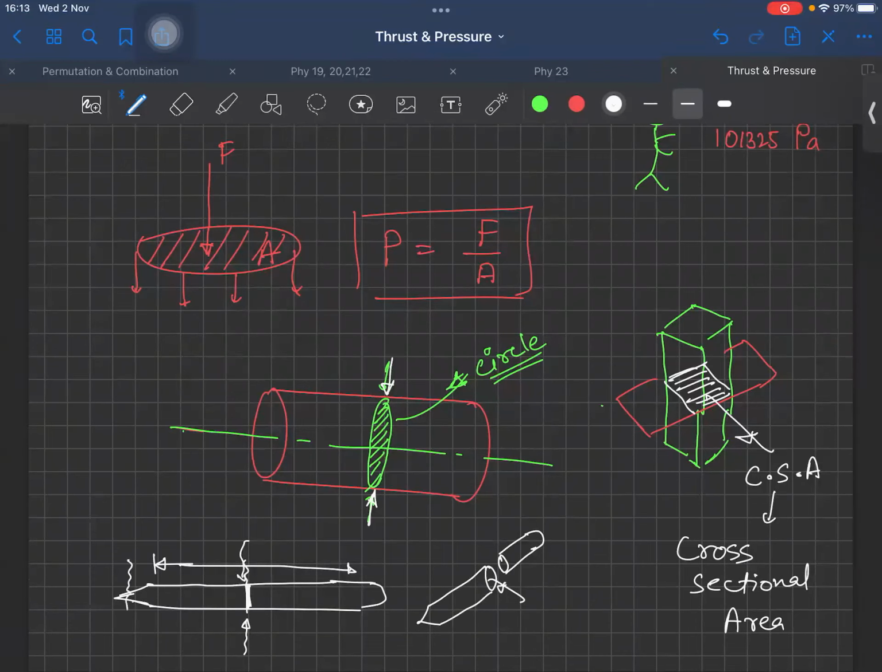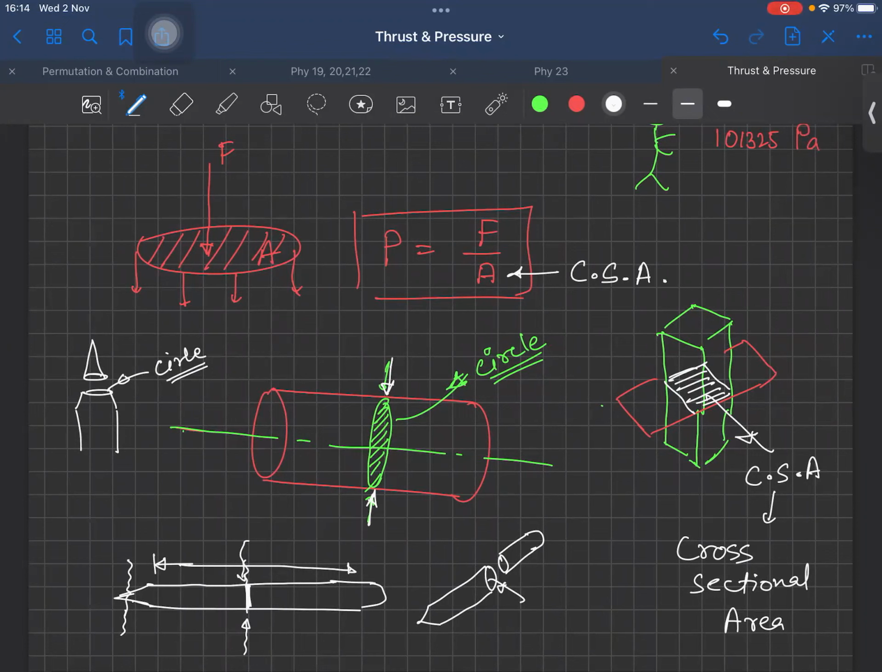Now let's say if you cut from here, what will you see? It will again be a circle, right? So this is again your circle, and that is your cross sectional area. If you have a matchbox or a box, and you cut the box from the middle, what will you see? A rectangle or a square, it depends on what shape your box is made of. So that is your cross sectional area. When we write A, this is your cross sectional area.